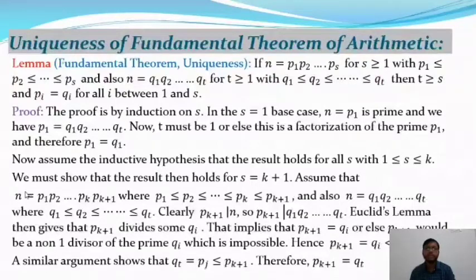So here is the proof of the theorem. The proof is by induction on s. In the case s equal to 1, this is the base case of the mathematical induction. When we put n equal to p1, it is a prime, and we have p1 equal to q1, q2, up to qt. Now t must be 1, or else this would be a factorization of the prime p1, and therefore p1 is equal to q1.